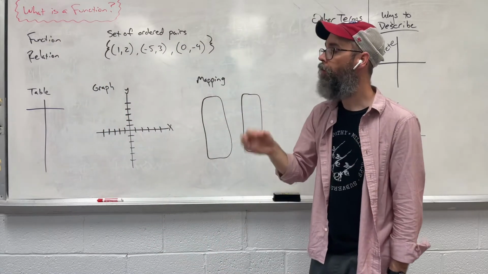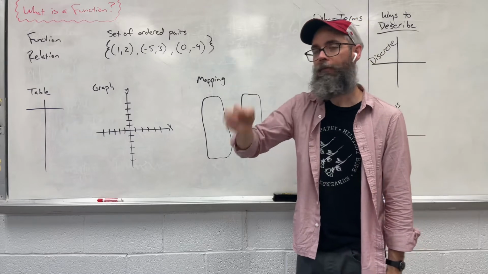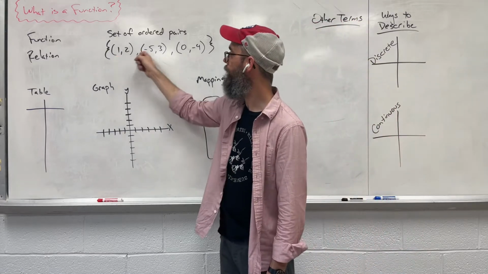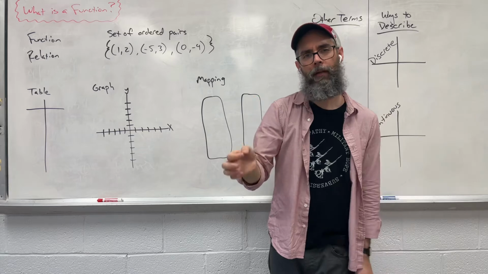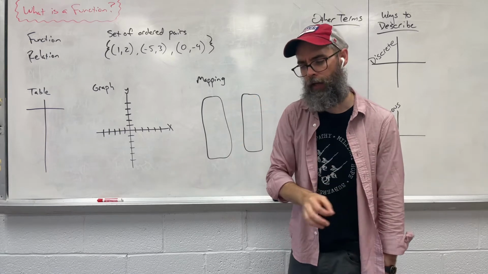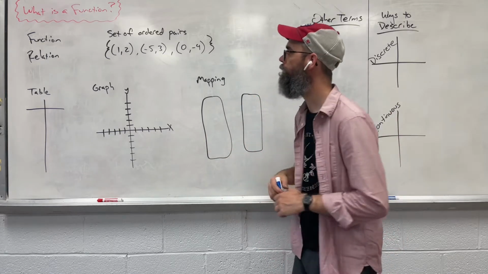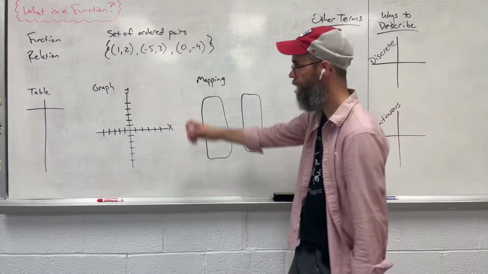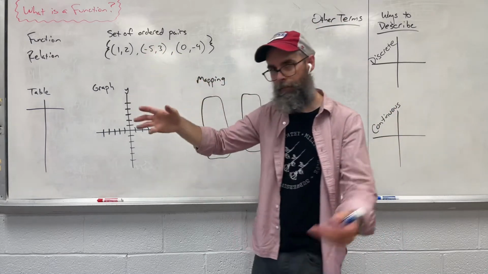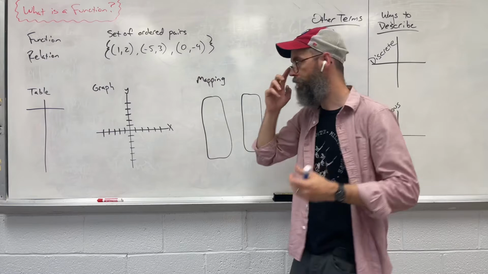For every x value, every beginning half of each coordinate, a function pairs it up with only one y value. And we'll see a little more as we go on. So, a set of ordered pairs. A set means a group, something that belongs together.